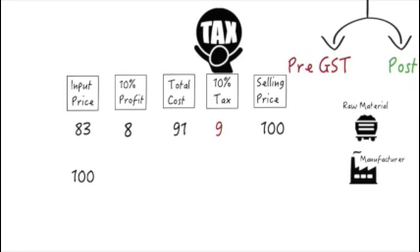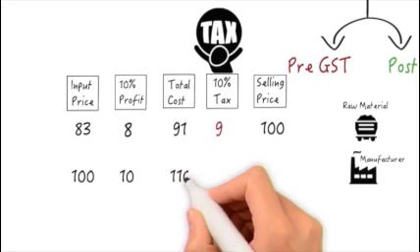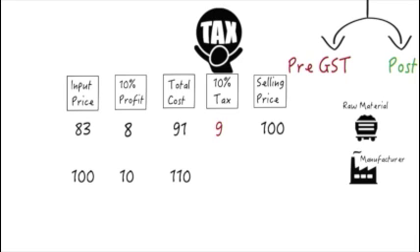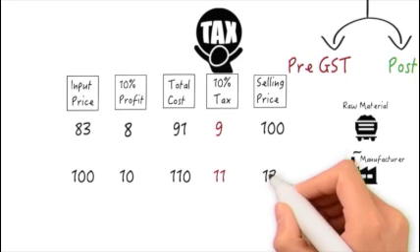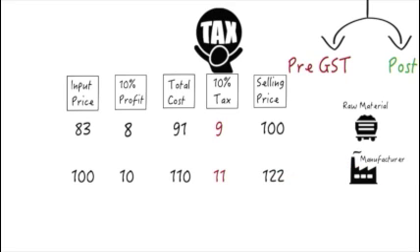The raw material is then processed and made a finished product. He adds his profit and is willing to sell it for 110 rupees. On this, he has to pay 10% government tax, hence the price comes up to 122 rupees. 122 rupees becomes the input cost for the wholesaler.